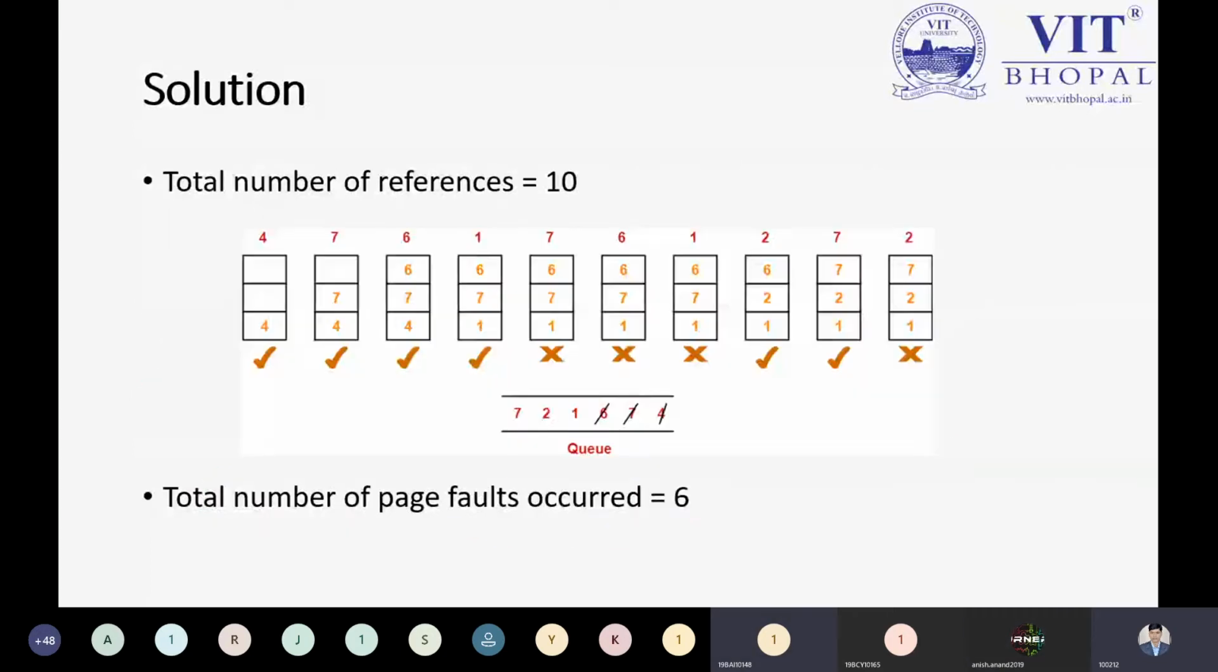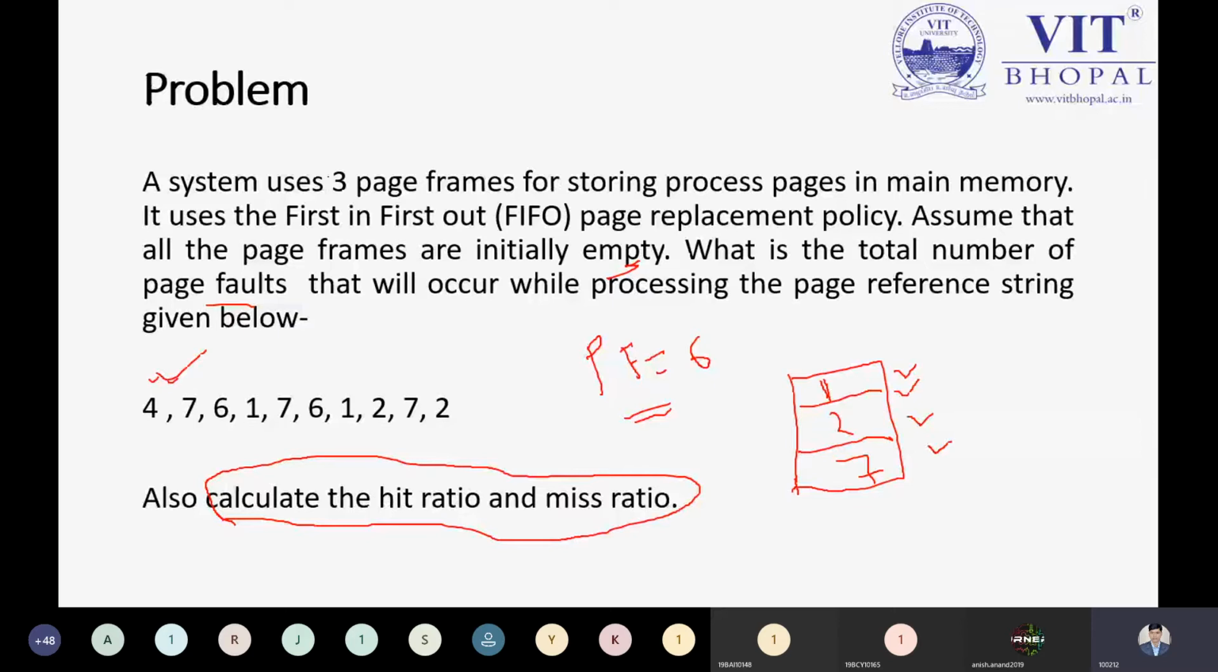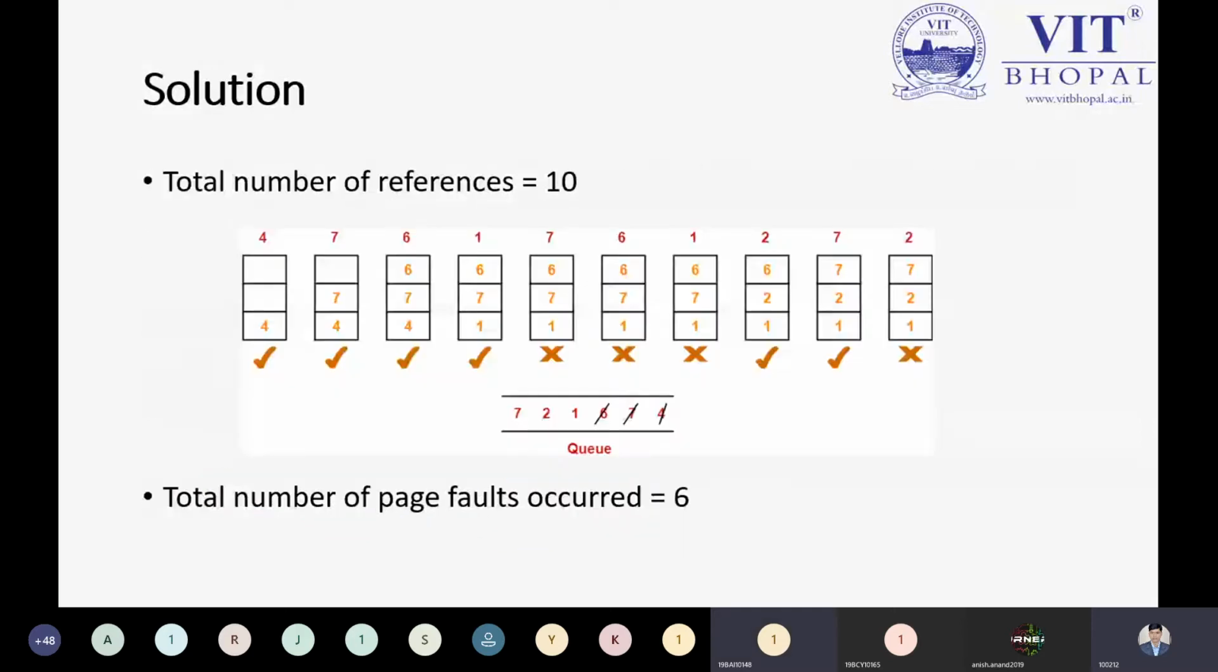Okay, now the total number of references given is 10. The sequence is 4 7 6 1 7 6 1 2 7 2, so we have 10 references. Now first 4 is coming, so 4 is over here, then 7, and 6. There is no problem. Now the next is 1. So 1 is coming, and 4 was the oldest, so that is to be replaced.